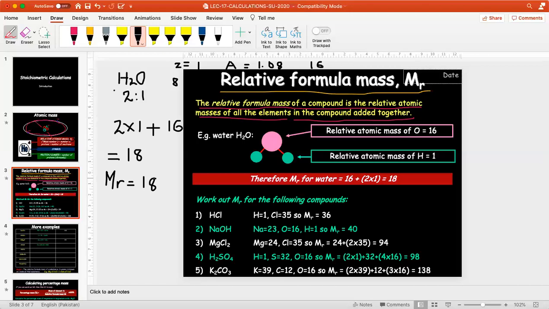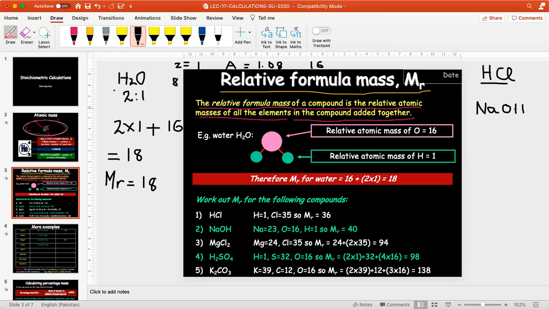Okay, next example. Let's take the example of HCl, and then I will upload the sheet of calculating molecular mass along with this lecture. HCl: hydrogen is 1, chlorine is 35. Let's take sodium hydroxide.